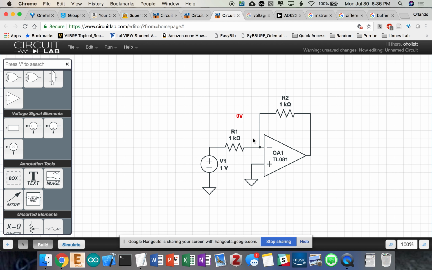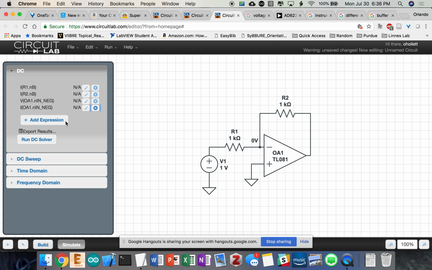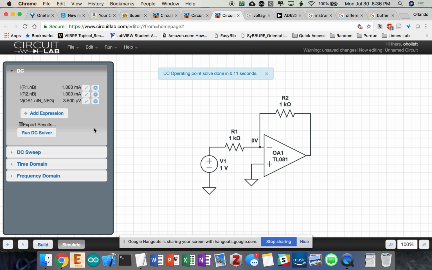Do we agree that this point is 0 volts based on the simulation and the rules of the op amp? Yes. So if this point is 0 volts, the two inputs of the op amp have the same voltage. So if this is 0, then this must also be 0. And we ran the simulation, and it gave us like 3.5 microamps, which in this case is close enough to 0.